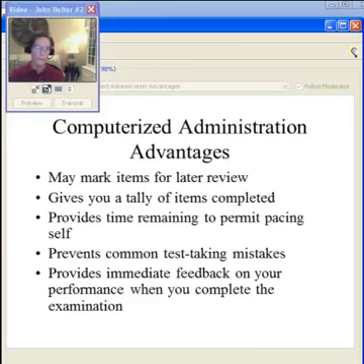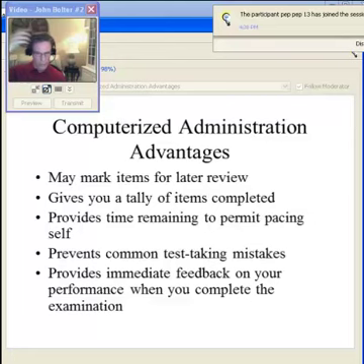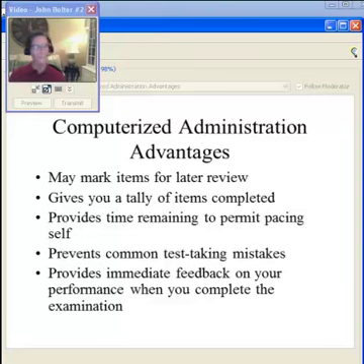Computerized administration advantages: you may mark items, as I mentioned, to go back and review. It gives you a tally of items completed. It provides time remaining, so you can see if there's a clock going so you know where your time is. If you think about it, you've got 3 hours, that's 180 minutes, for 150 questions. You don't have a lot of time to think about it. You've got to go through it fairly quickly. It provides time remaining to permit pacing yourself. It prevents common test-taking mistakes. It provides immediate feedback on your performance when you complete the test.